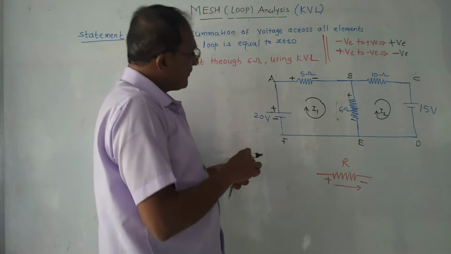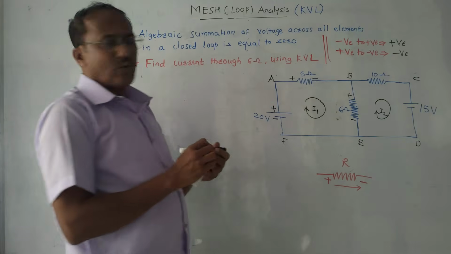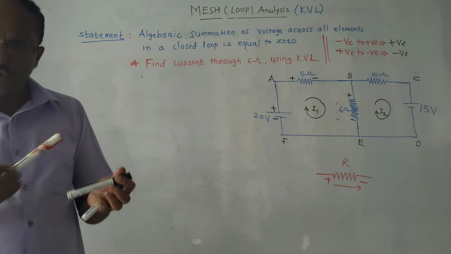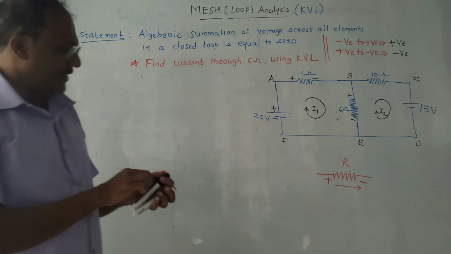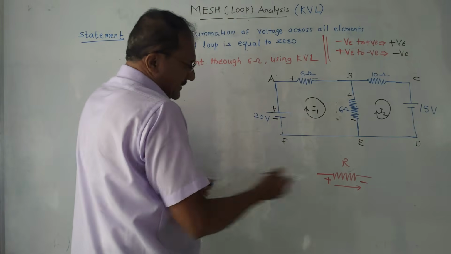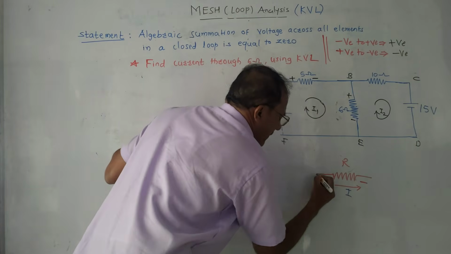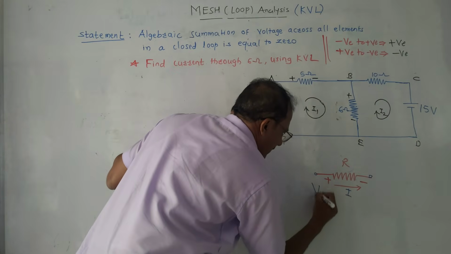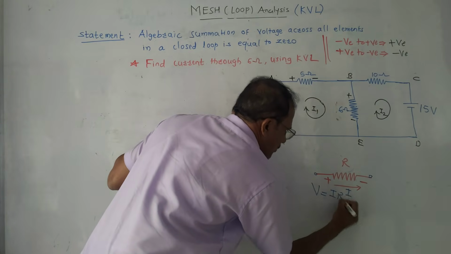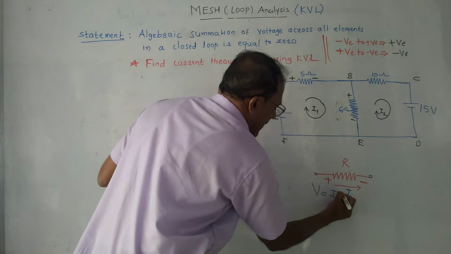Next part. After marking the polarities, I need to write the value of voltage drop across each element. How to do it? Consider the same thing. If I have a resistor R through which current I is flowing, then according to Ohm's law, the equation of voltage is V equals I into R.